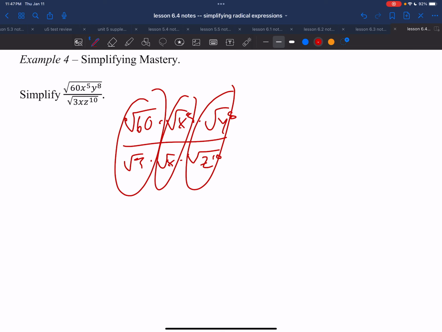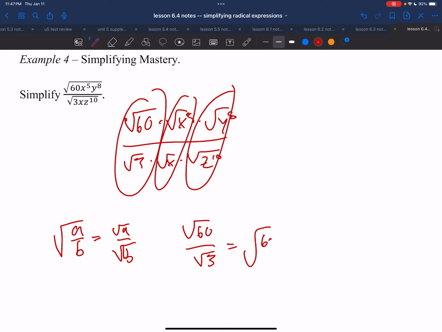And then there's also a rule that, remember, square root of a over b is the square root of a over the square root of b. So if I have the square root of 60 over the square root of 3, I can write that as the square root of 60 over 3. That's what I'm getting at here.